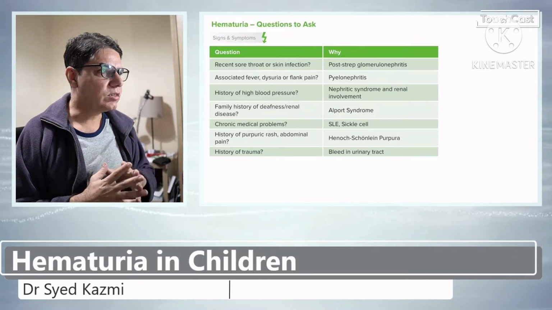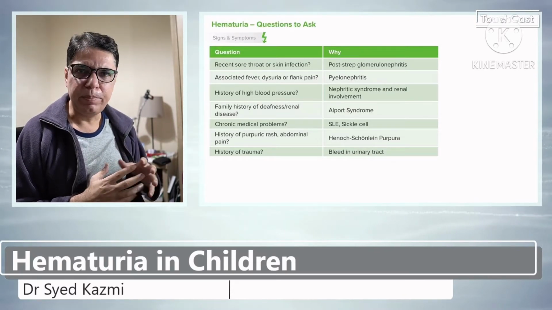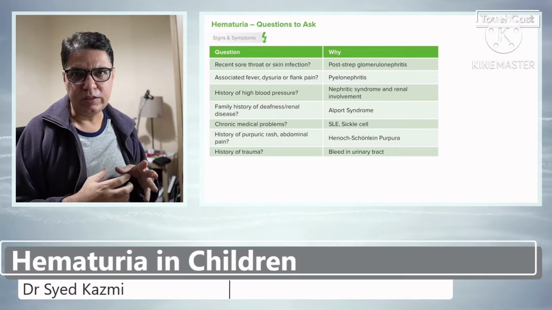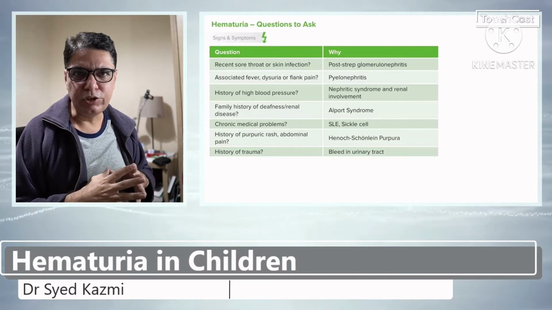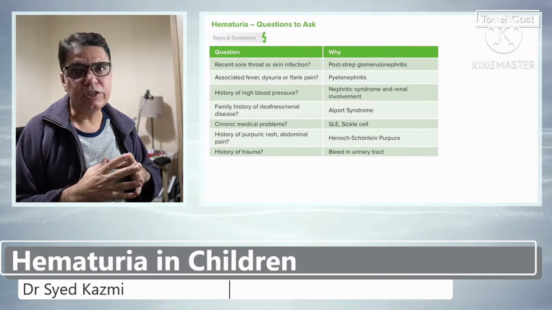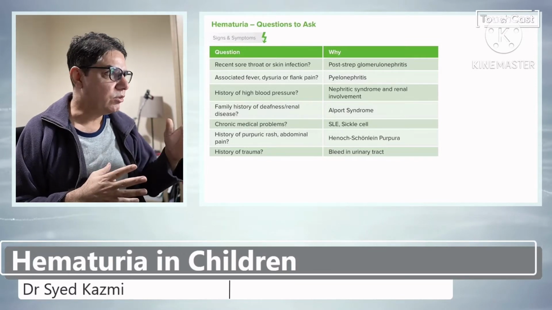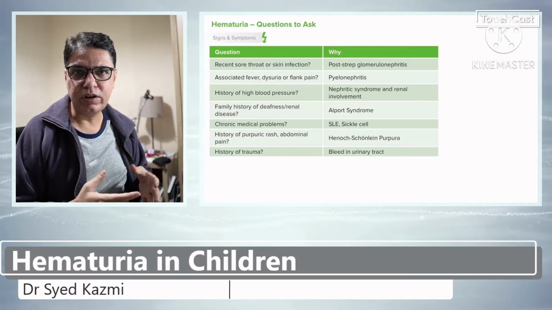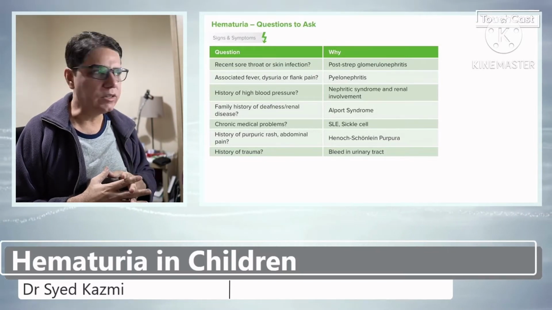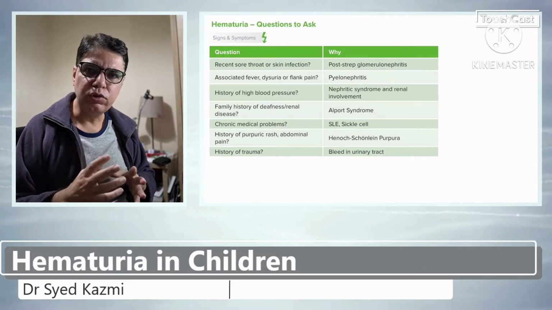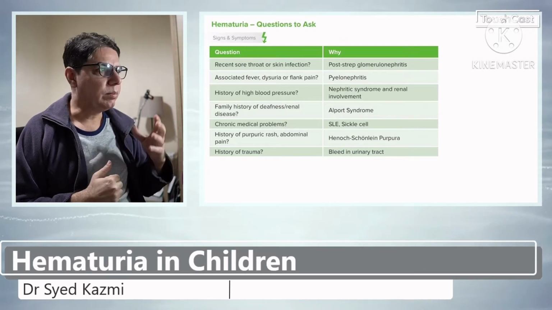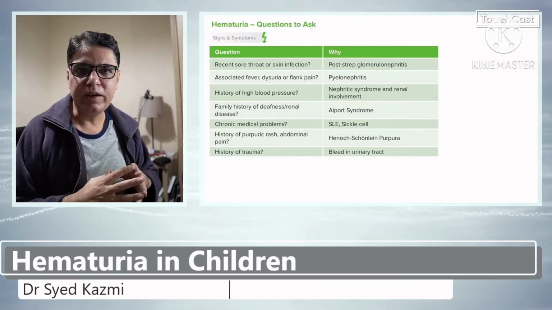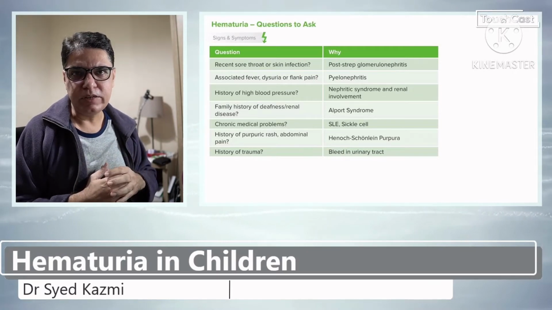You should also ask about some associated fever, pain in the flanks or pain in the suprapubic region, or a history of dysuria, in other words pain while passing urine, because if this symptomatology is present, it usually goes more in favor of a urinary tract infection, which could be either a lower urinary tract infection like cystitis or urethritis, or an upper urinary tract infection like pyelonephritis. You should also check their blood pressure, because if the blood pressure is raised, it simply means that there is renal parenchymal involvement. Most of the time this happens in glomerulonephritis.